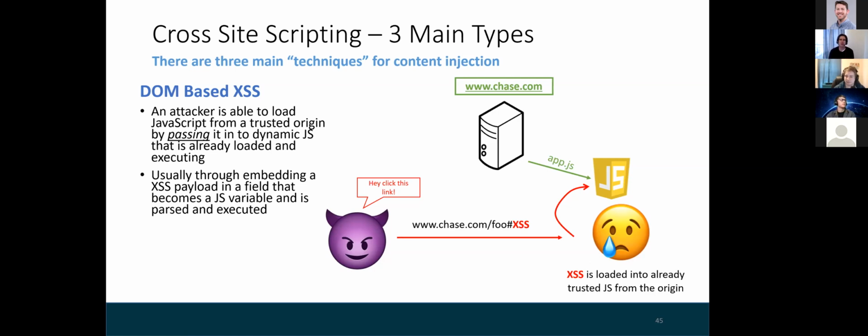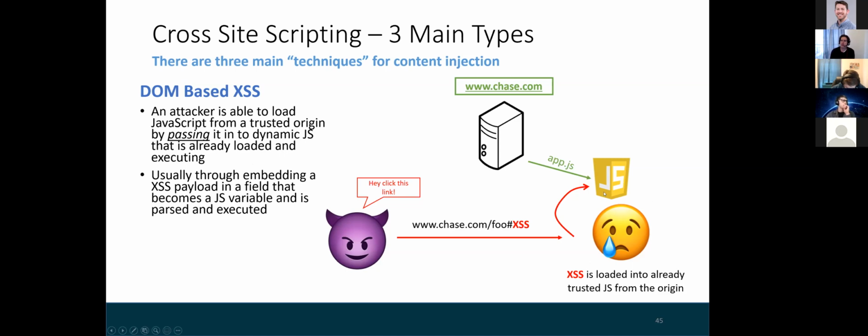The third technique for content injection for cross-site scripting is called DOM-based cross-site scripting. This is a lot harder to visualize, but unfortunately, it's a lot more prevalent now because it abuses client-side applications and frameworks like React or Angular. The difference between DOM-based cross-site scripting and the others is that the server isn't really involved in this. It's a vulnerability that exists within the client-side application, so within your React app or your Angular app or whatever framework you're using. And in this, you're able to load JavaScript from a trusted origin by passing it into already trusted JavaScript.